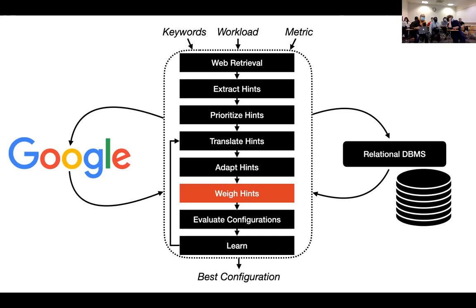So one question is, what if you get the hints wrong? For example, let's say we want to set memory. There are many memory-related parameters in Postgres, like working memory, like shared memory, and so on and so forth. What if you assign one hint to a wrong parameter? Would that be considered?